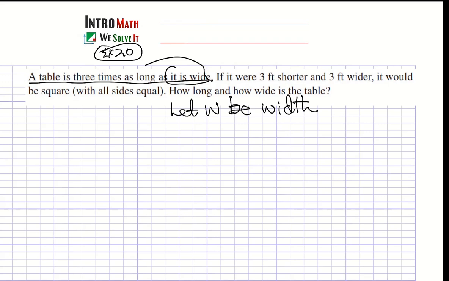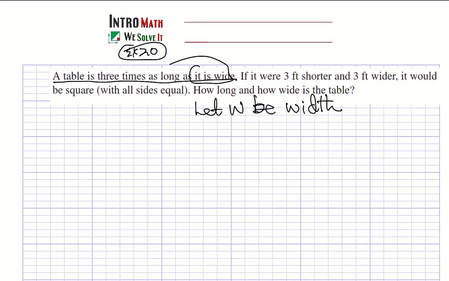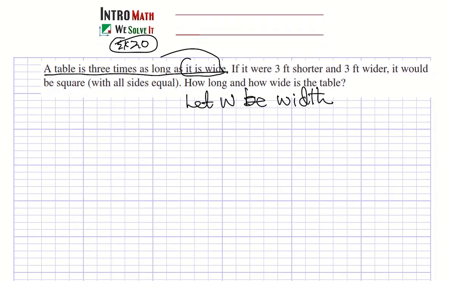Okay, because we know we're dealing with one linear equation in one variable, we don't want to make it complicated. He said the table is 3 times as long as the width. That means if that's the width, then the length will be 3w. You see that, right? So that's what that part says.